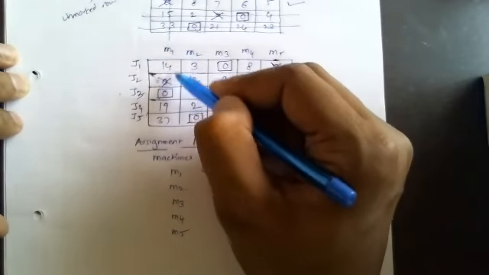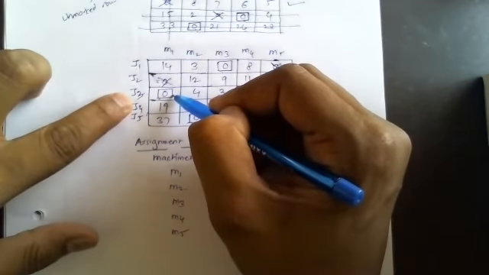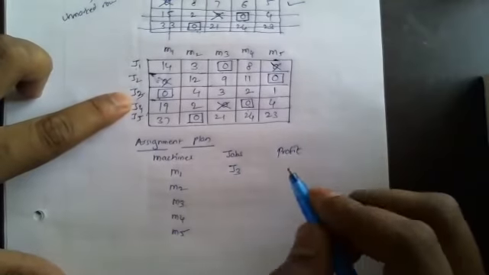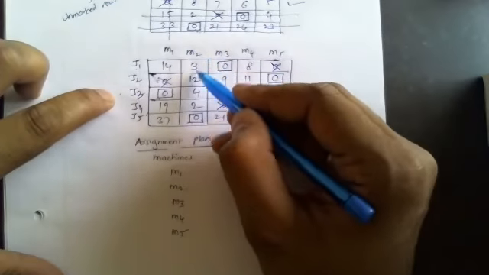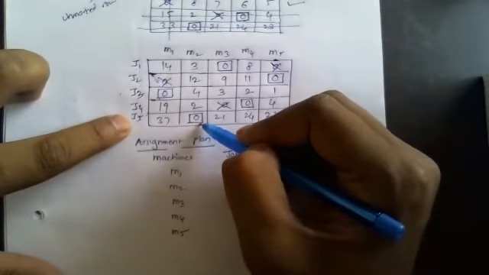So now see, machine M1 is assigned to which job? See, machine M1 is assigned to which job? J3. So I will write here J3. Next, machine M2 is assigned to J5.